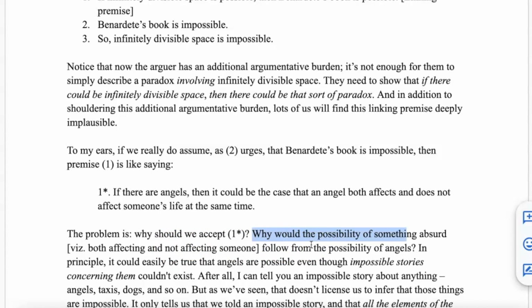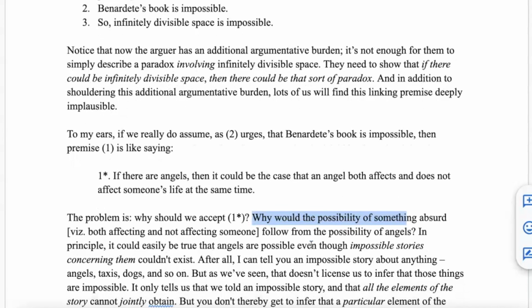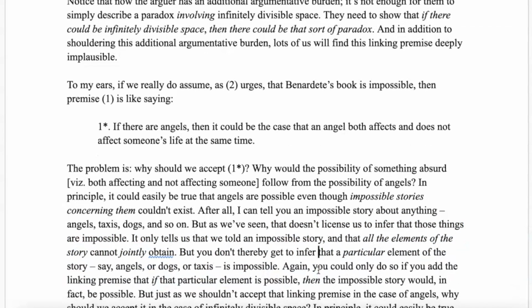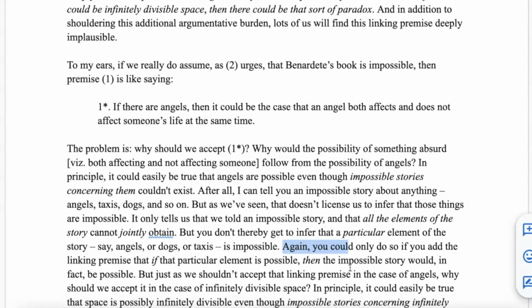I mean, in principle, it could easily be true that angels are possible, even though impossible stories concerning them couldn't exist. Right? After all, I can tell you an impossible story about anything. Angels, taxis, dogs, and so on. But as we've seen, that doesn't license us to infer that those things are impossible. It only tells us that we told an impossible story, and that all the elements of the story cannot jointly obtain. But you don't thereby get to infer that a particular element of that story, say angels or dogs or taxis, is impossible. Again, you could only do so if you add the linking premise that if that particular element is possible, then the impossible story would, in fact, be possible.